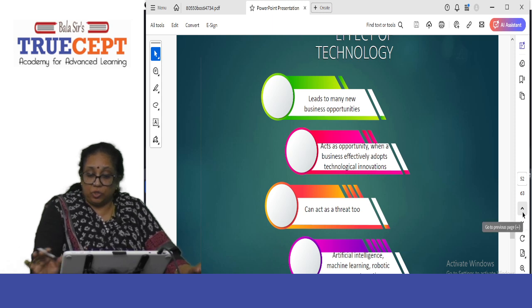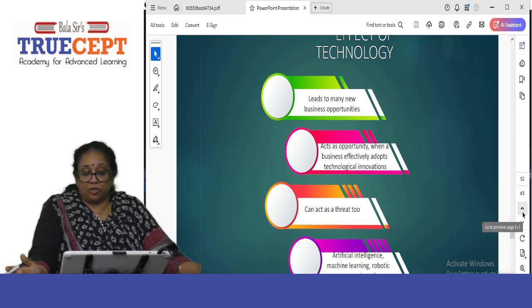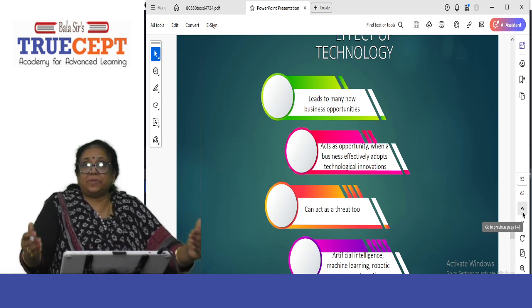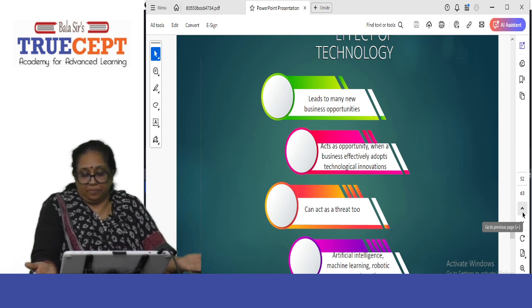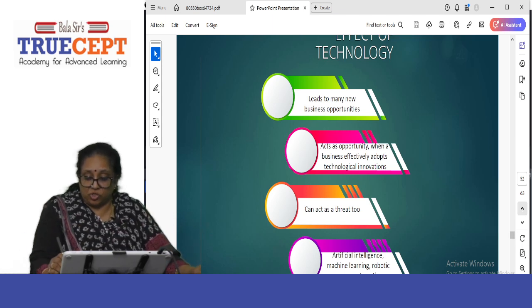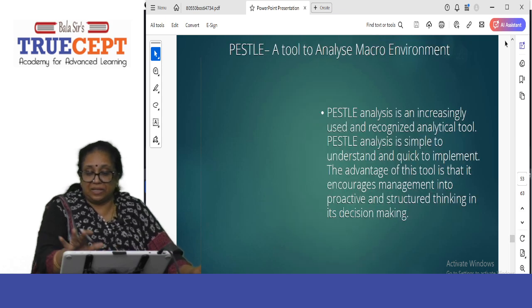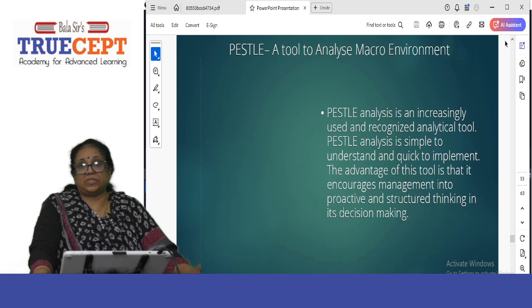See, it leads to many new business opportunities. It is very good to adopt technological innovations as an opportunity for the business. Being a tech startup, technology is the core of his business. So artificial intelligence, machine learning, robotic process automation. So in your question, you would have to look at this. So PESTLE analysis is the main thing here. But in your question, you are going to take care of this.